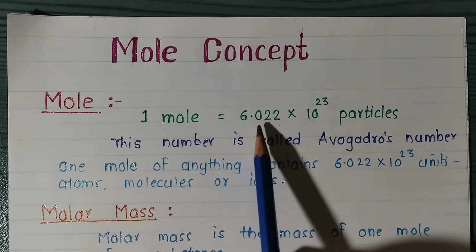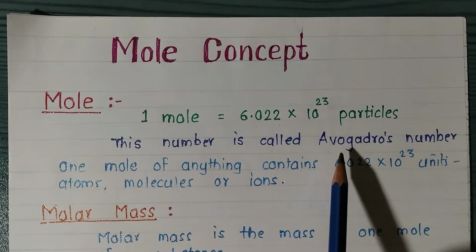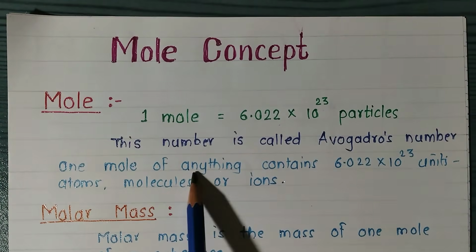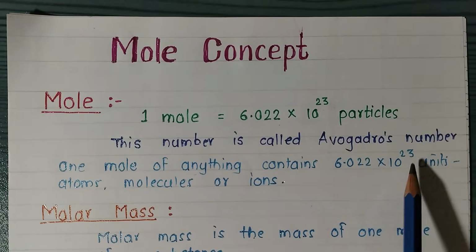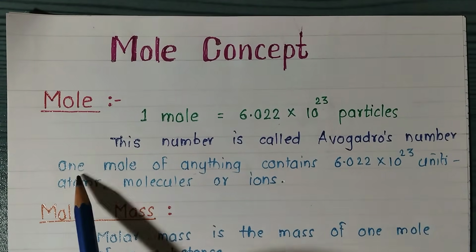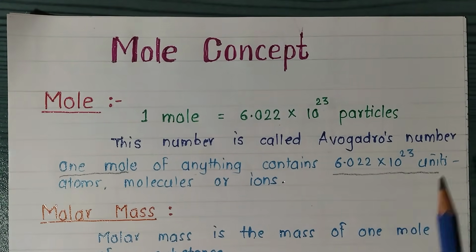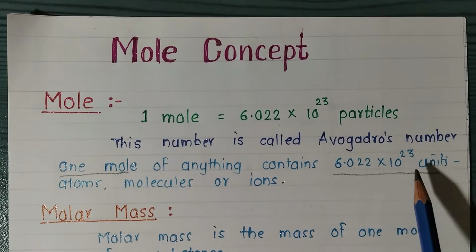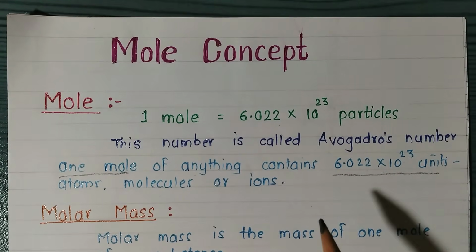So what is this 6.022 × 10^23? This number is called Avogadro's number. So what is a mole? 1 mole of anything contains 6.022 × 10^23 units. Means 1 mole of anything contains 6.022 × 10^23 units of atoms, molecules or ions.